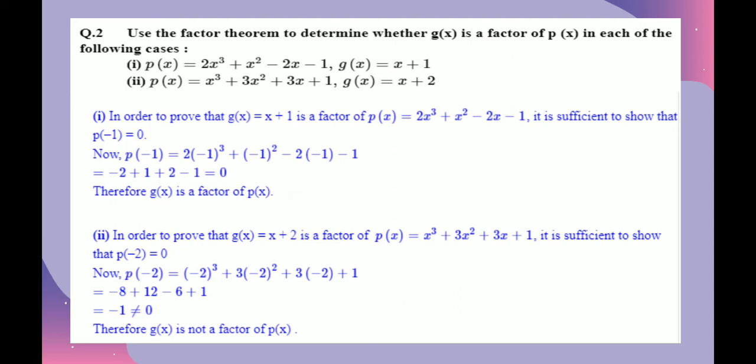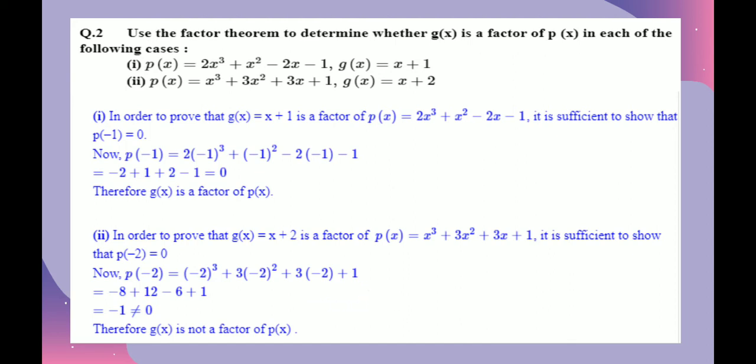Now, solving the second part, in order to prove that g(x), which is equal to x plus 2, is a factor of p(x), which is equal to x cube plus 3x square plus 3x plus 1, it is sufficient to show that p of minus 2 is equal to 0. Now, p of minus 2 is equal to (minus 2) raised to the power 3 plus 3 multiply (minus 2) raised to the power 2 plus 3 multiply (minus 2) plus 1.